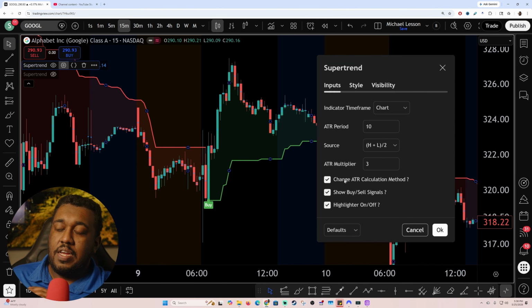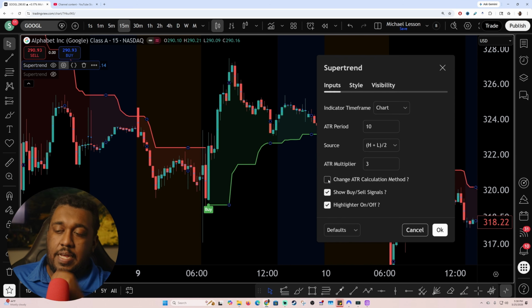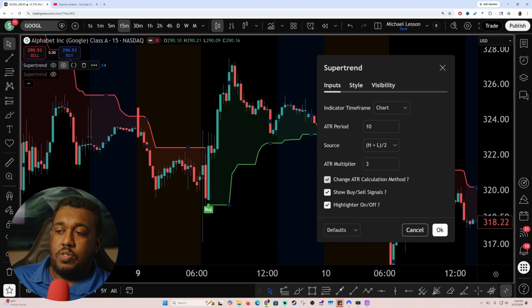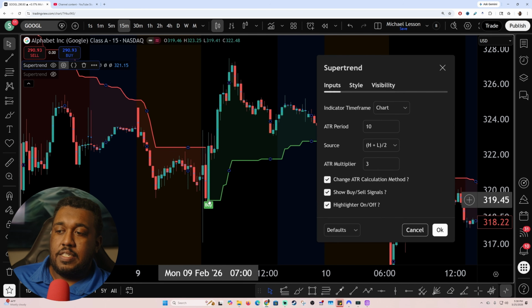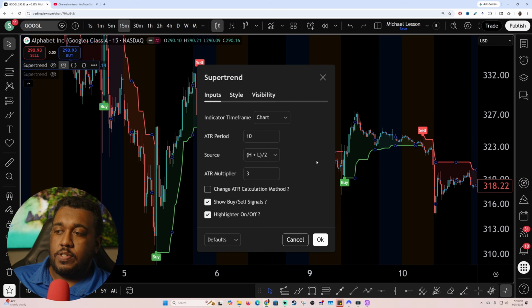Now, right here, you have the change ATR calculation method. This is just basically an extra step that he did to make this a little bit different than the default super trends that you guys are going to see on TradingView. I find that I like this one a little bit better when it's checked on, specifically for day trading, but you're seeing it's not really doing too much here. Literally, instead of being at the base of the candle, it's just slightly below it. You're not going to see too much difference as far as the signals are concerned and things like that, okay?